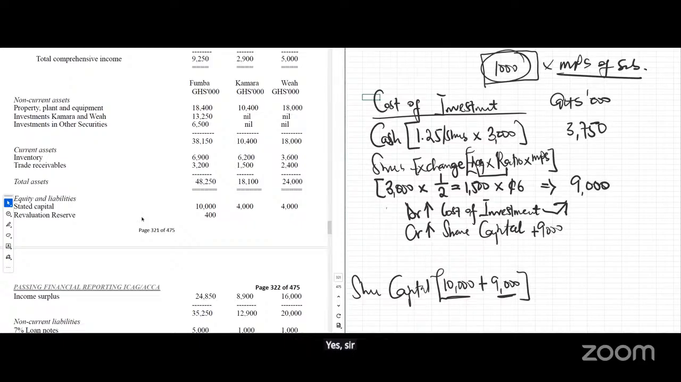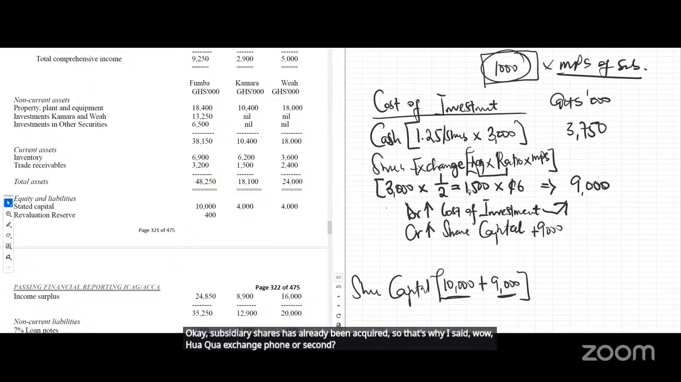Good. I hope you understood it very well. Anytime there's a share exchange, it increases the parent shares, because it's the parent issuing shares in exchange for its investment. So it has nothing to do with the subsidiary. The subsidiary shares have already been acquired.